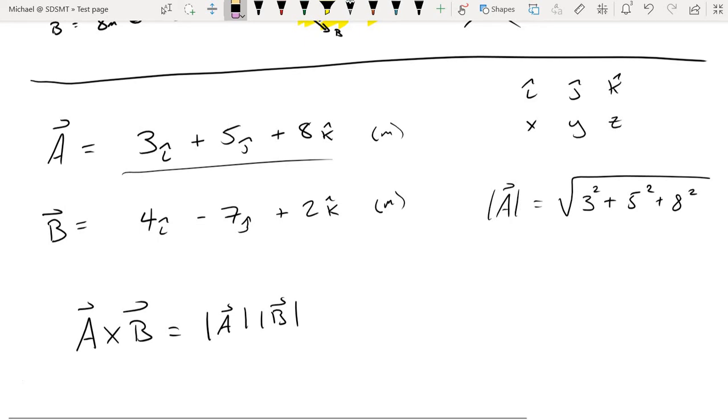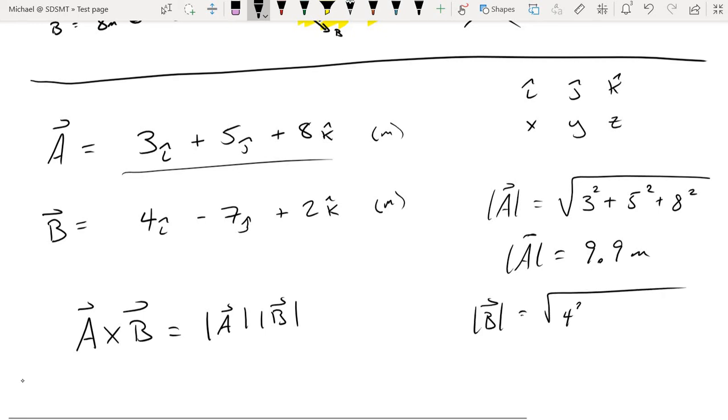And I'm getting a magnitude that is approximately 9.9 meters. And then we could do the same for vector B. We have 4 squared plus negative 7 squared, 2 squared, and we are going to be squaring negative 7. When we do that, it's going to come out as a positive.